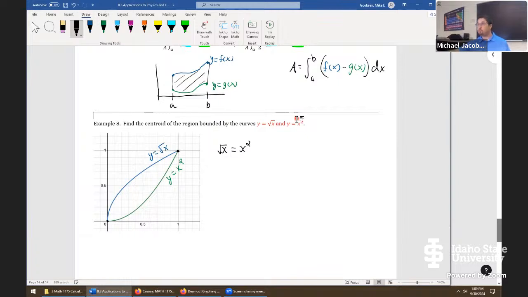So we'll assume that they're equivalent and write root x equals x squared. We're finding the values for x that make y and y equal to each other from those two functions. To solve this equation, we need to eliminate the square root. So we square both sides. The square on the left is going to give you x. Square on the right is going to give you x power 4.